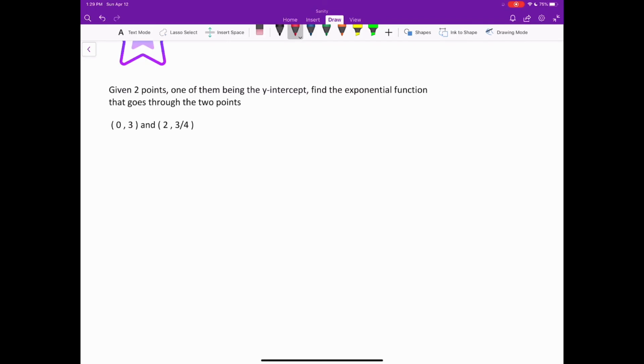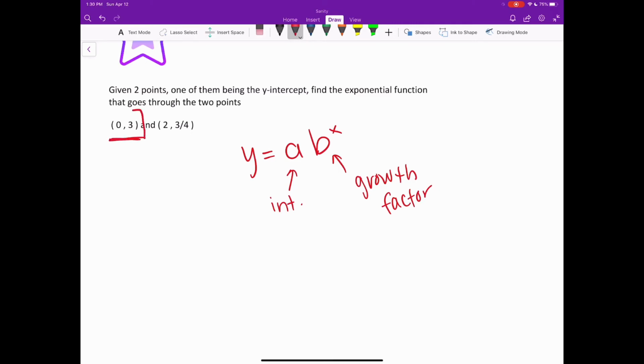First, we know every exponential is in the form a times b to the x, where a is our initial value and b is our growth or decay factor. So if we could figure out our initial value, and if one of them is already a y-intercept, where x equals 0, at this point, when x equals 0, my y value is 3.